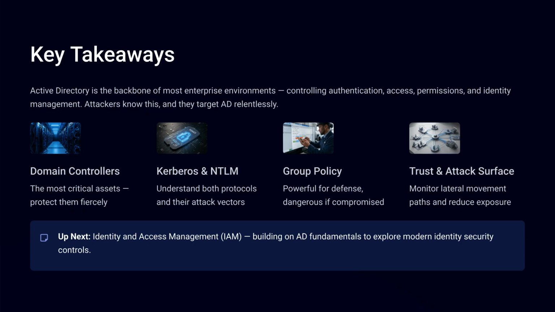Active Directory is the backbone of most enterprises, making it a constant target. Key takeaways include protecting domain controllers, understanding Kerberos and NTLM attack vectors, managing group policy risks, and monitoring trust relationships. Up next is identity and access management, building on these fundamentals to explore modern identity security controls.